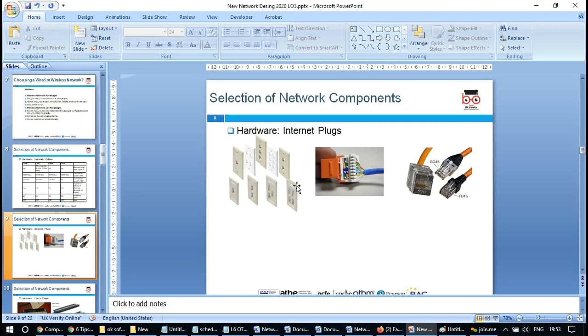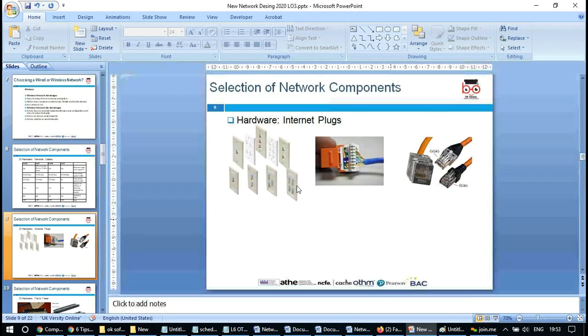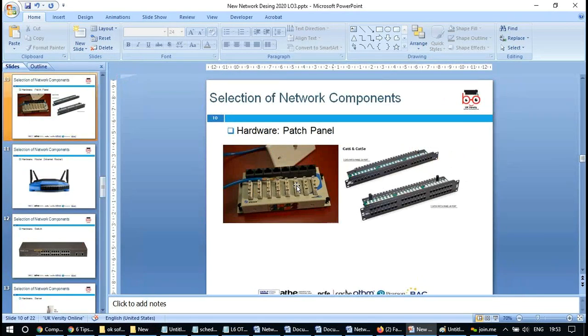Yes, that's right. The plugs which are located in the walls have to be installed, and you would require special tools to connect those cables to the connectors. And then for the network you would require the patch panels. The patch panels are also a group of plugs.